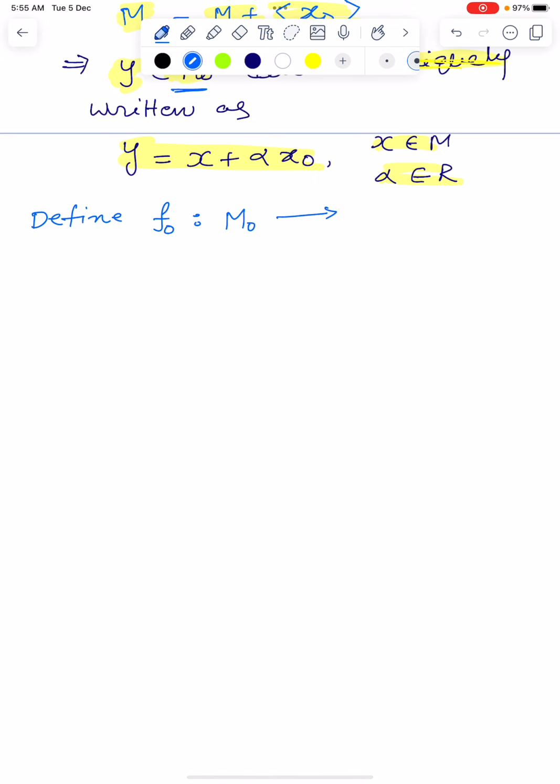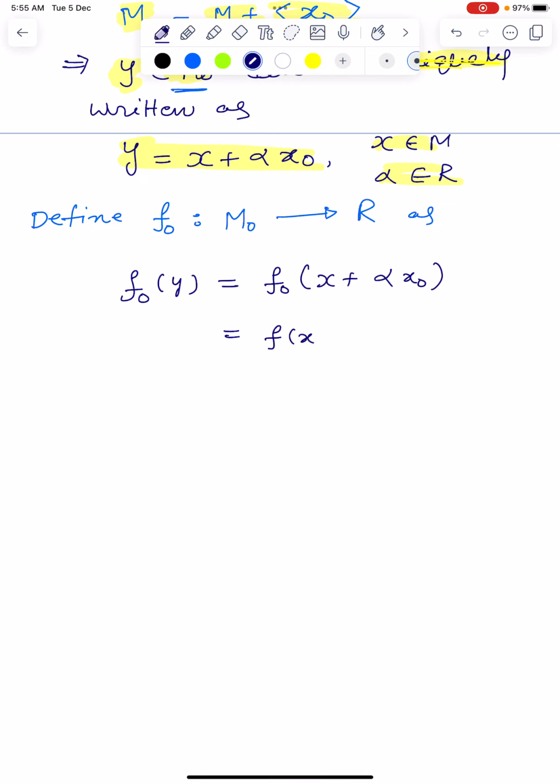Define f naught from M naught into R as f naught of y equals f naught of x plus alpha x naught, which equals f of x plus alpha r naught, for some r naught belonging to R. So this is important. Define f naught from M naught to R as f naught of y equals f of x plus alpha r naught, where r naught belongs to the set of real numbers R.